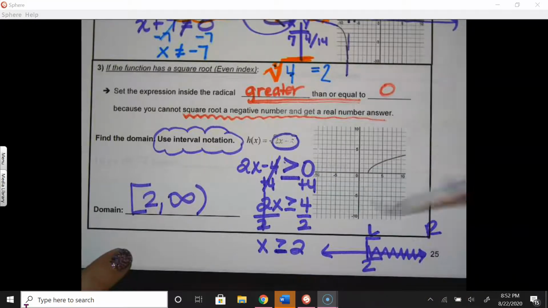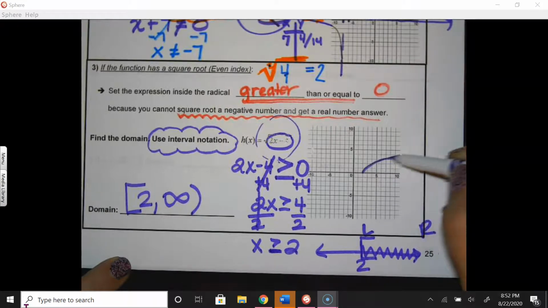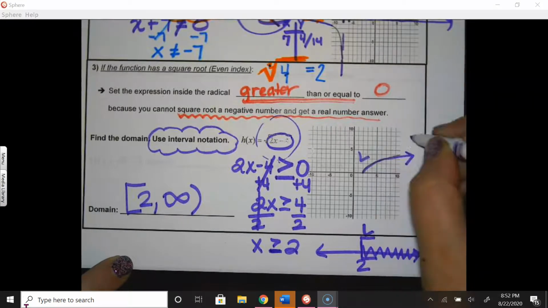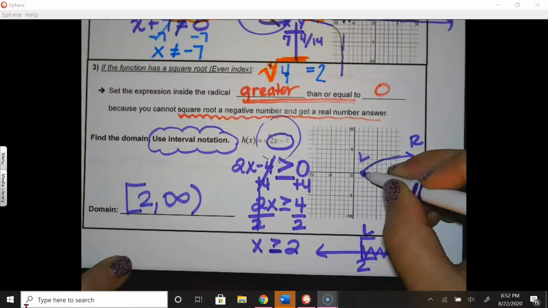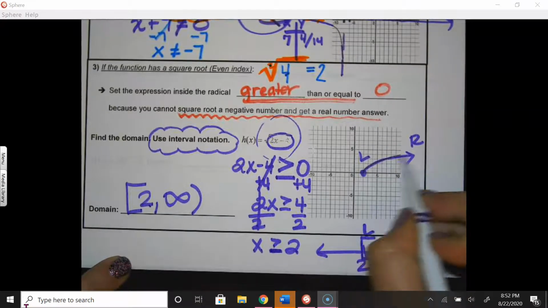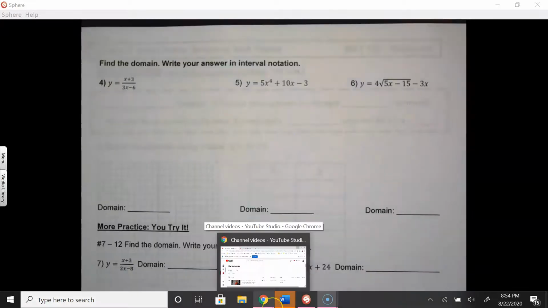Now here's the graph. If I type this in my graphing calculator, it makes this graph right here. If I go left to right, do you guys see that it's starting here on the x-axis at 2? And then it keeps going and going and going. So it matches what we learned in the previous lesson for domain when you're given graphs. Look at the next example here.